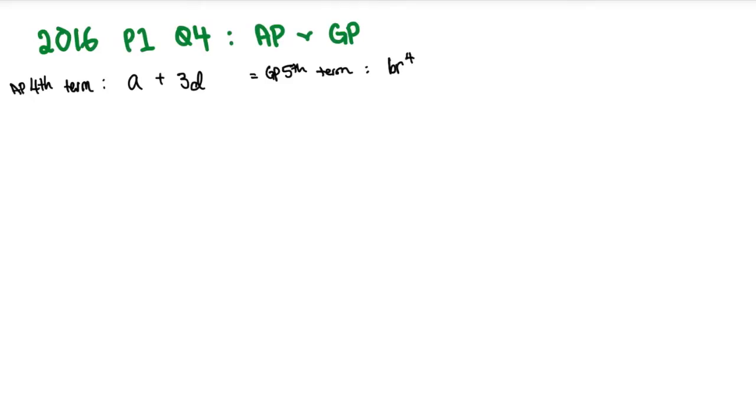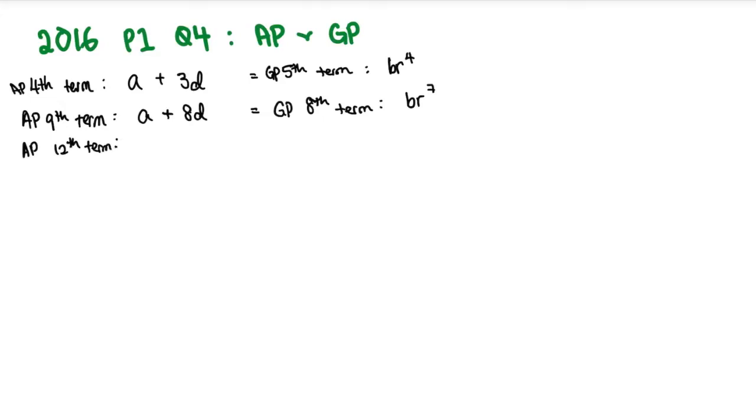Right, next one we have the AP 9th term, which is A plus n minus 1 D, which is A plus 8D, equivalent to the GP 8th term, which is BR to the power of n minus 1, so 8 minus 1, to the power of 7. And last one we have the AP 12th term, which is A plus 11D, equivalent to the GP 15th term. This gives you BR to the power of 14.